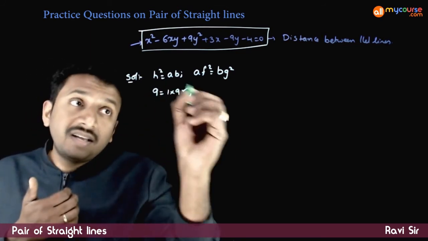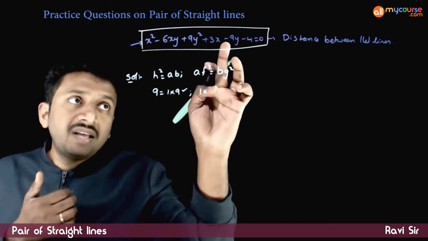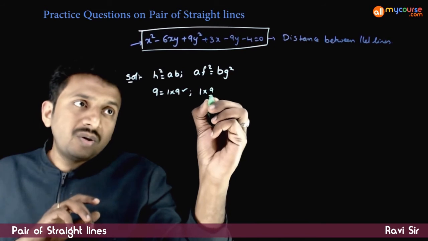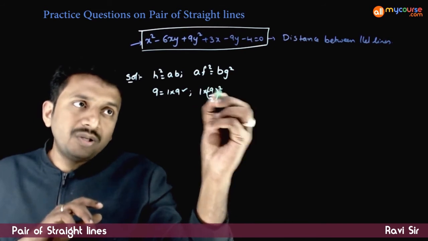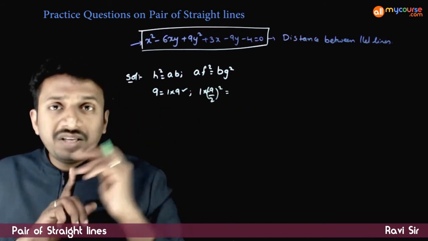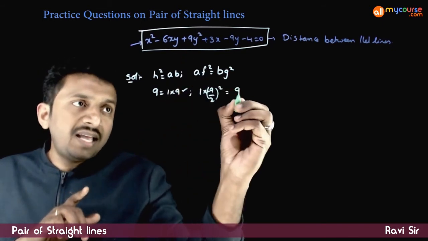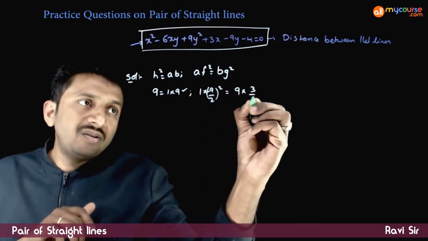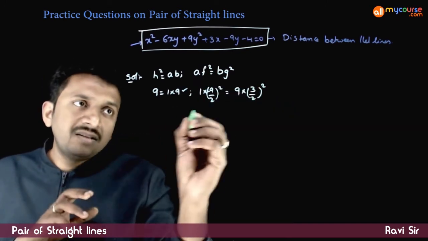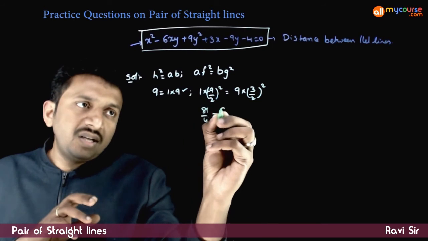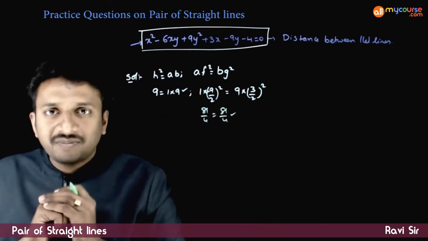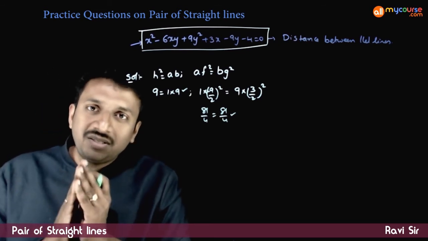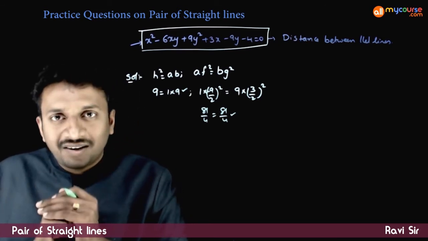Next, af square: a is 1 times f, f is 9 by 2. So (9 by 2) whole square is equal to bg square. b is 9 into g, which is 3 by 2, whole square. So 81 by 4 is equal to 81 by 4. Yes. So h square is equal to ab and af square is equal to bg square. So both the conditions are valid.